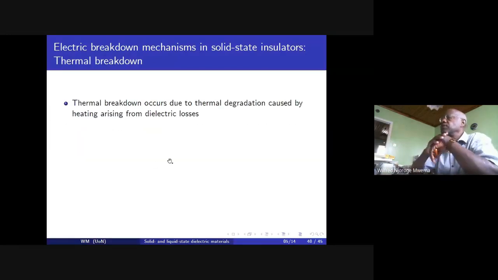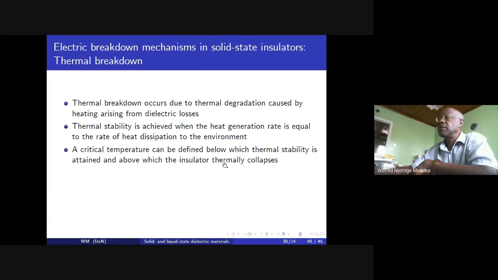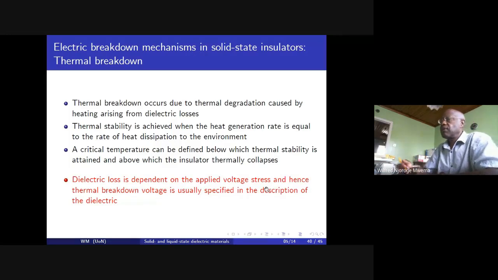Thermal breakdown occurs due to thermal degeneration caused by heating arising from the dielectric process. Thermal stability is achieved when the heat generation rate is equal to the rate of heat dissipation into the environment, that is, how much heat you are taking away from the insulator. A critical temperature can be defined below which thermal stability will be attained and above which the insulator thermally collapses. Once it starts to collapse, there will be thermal runaway, which you covered in third year analog electronic studies. The electric loss is dependent on the applied voltage stress, and hence thermal breakdown voltage is usually specified in the description of the dielectric.